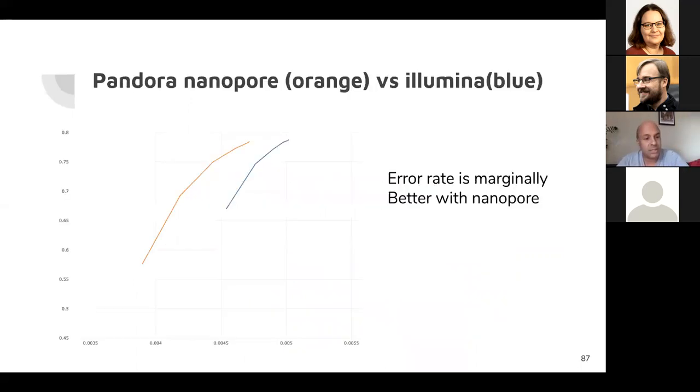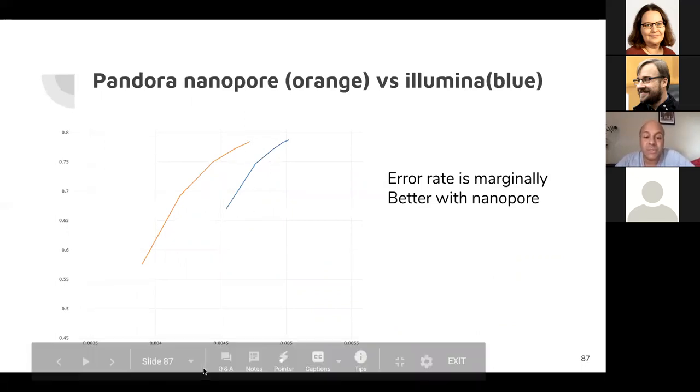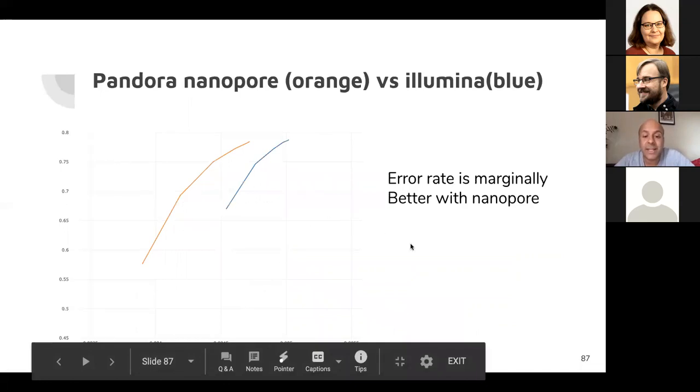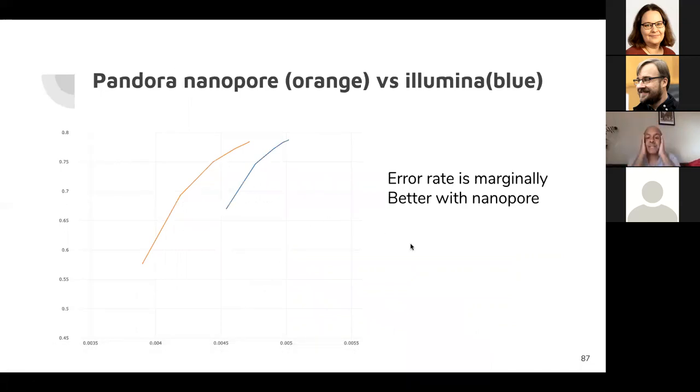Okay, so let's think about that. Let's first plot them on the same plot. Nanopore on the left in orange and Illumina on the right in blue. There is a difference in the error rate. Okay, it's not enormous. Look at the scale on the x-axis. They're 0.45% to 0.5% or whatever. It's not massive, but it is there.